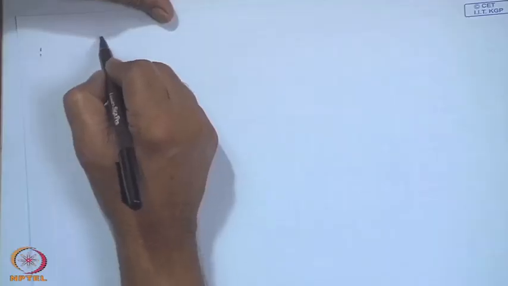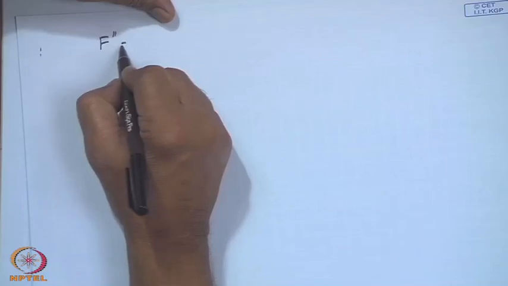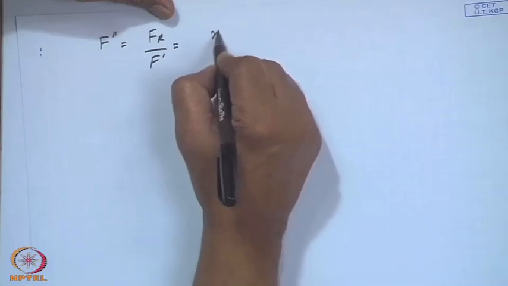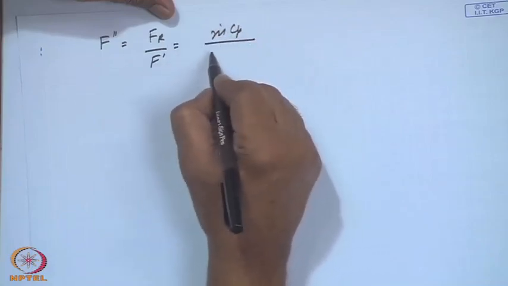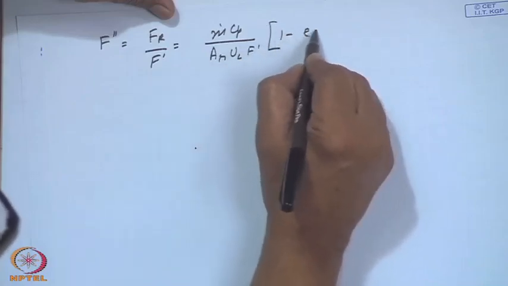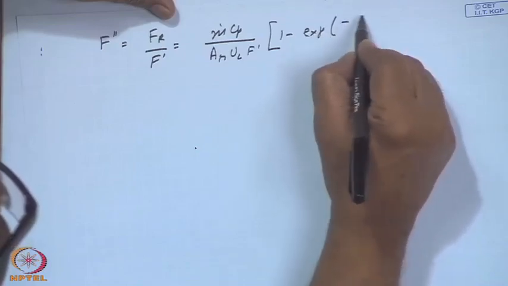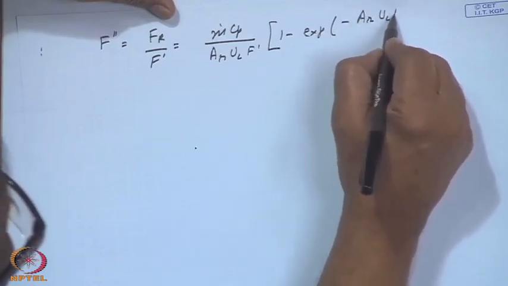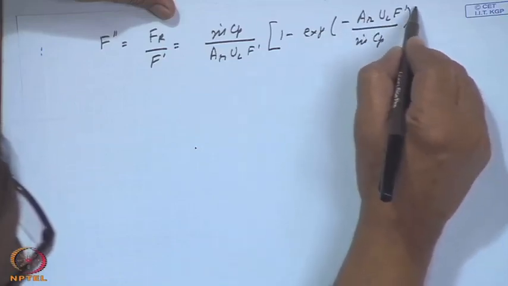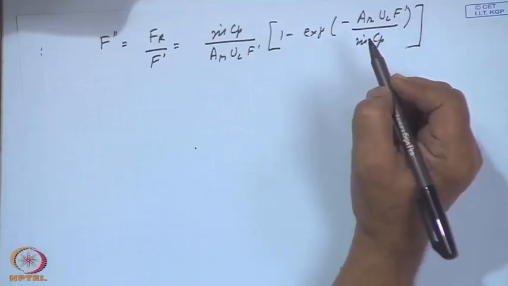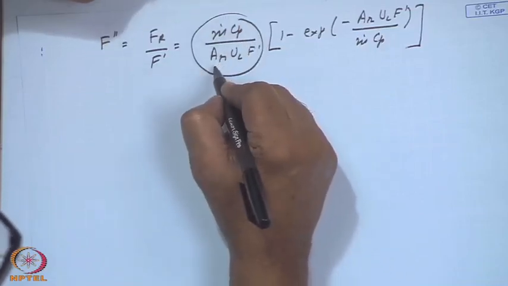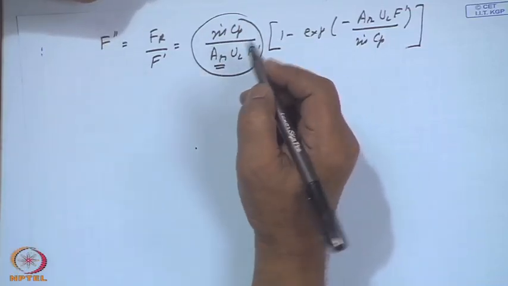So, now you have the conventional flow factor defined as F R upon F dashed, which is nothing but m dot Cp upon A R UL F dashed times 1 minus exponential of minus A R UL F dashed over m dot Cp. So, the flow factor is again in terms of the non-dimensional flow rate, which is expressed in terms of A R in the case of a concentrating collector.